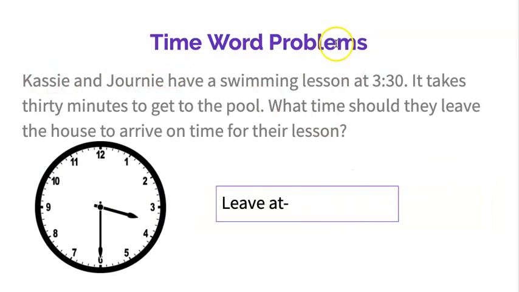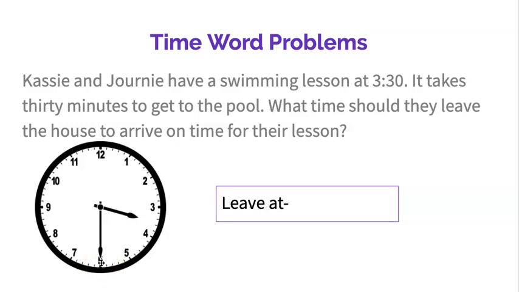All right, here's a few more word problems. Cassie and Journey have a swimming lesson at 3:30. It takes 30 minutes to get to the pool. What time should they leave their house to arrive on time for their lesson? Alright, so if their swimming lesson begins at 3:30 and it takes 30 minutes to get there, I will set my clock to 3:30. That's when they're supposed to be there. If it takes them 30 minutes to get there, what time do they need to leave their house?